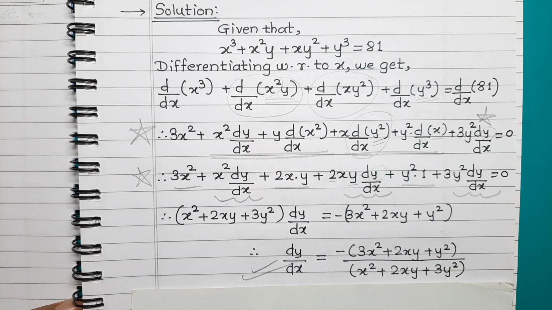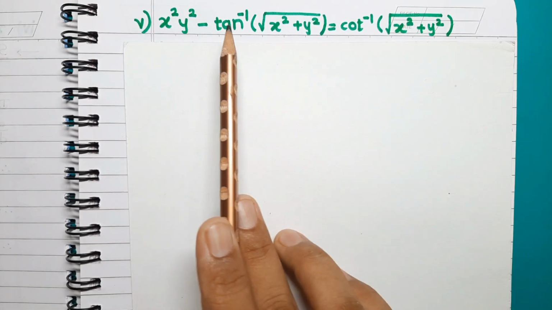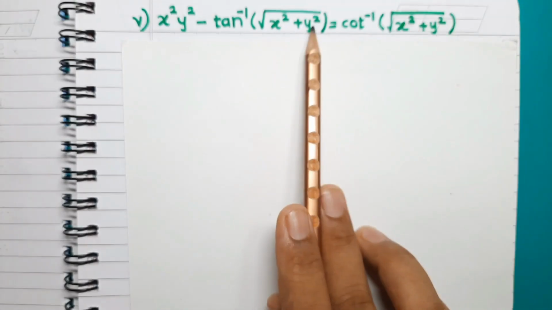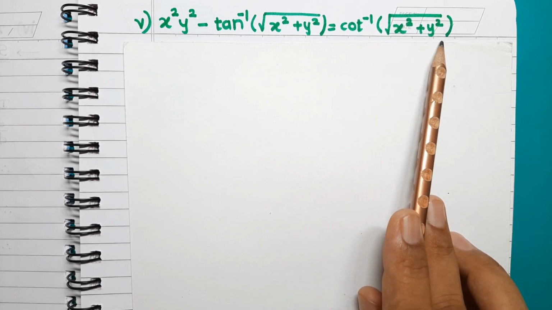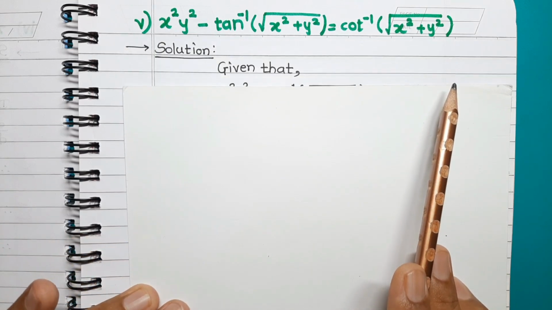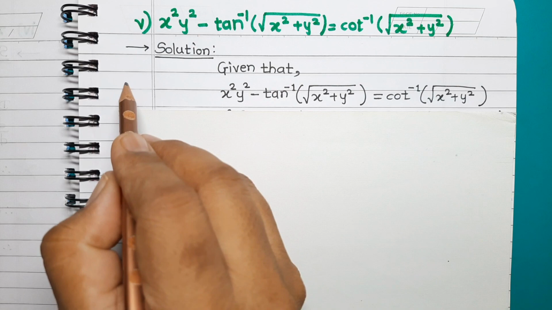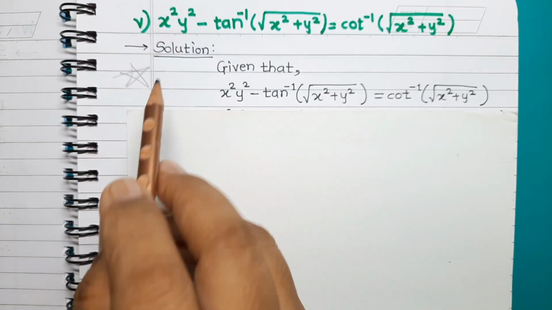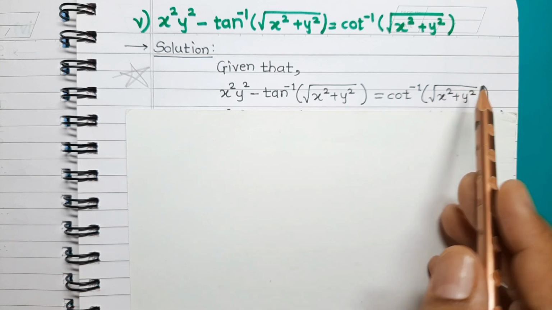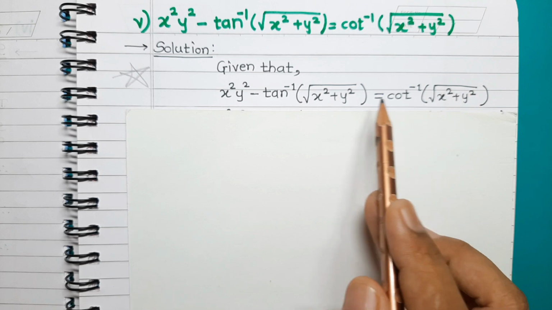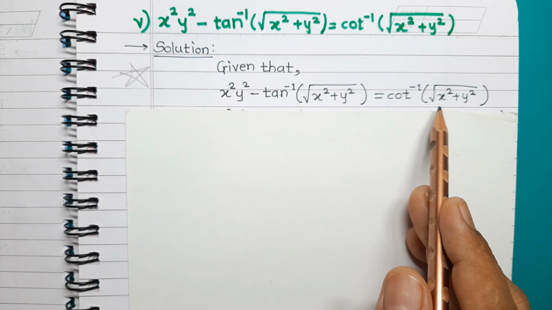Now let's move to the next, fifth example. So the next function is x square y square minus tan inverse of root of x square plus y square is equal to cot inverse of root of x square plus y square. So in the solution you write down the given function. Now, in this example, you note, we are going to use some trick here. See here, we find the terms tan inverse and cot inverse containing the same terms. So here we are going to recall properties of inverse trigonometric functions.